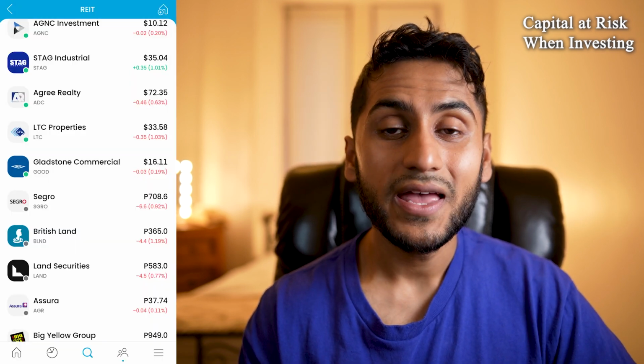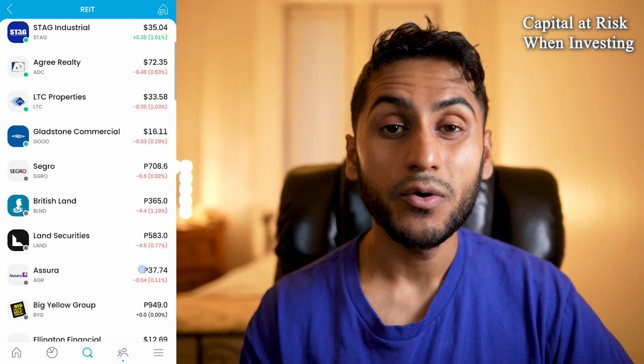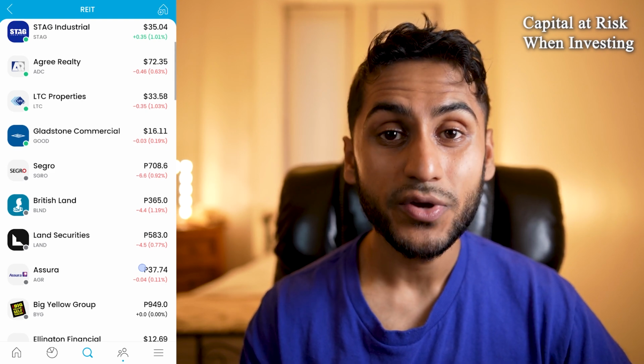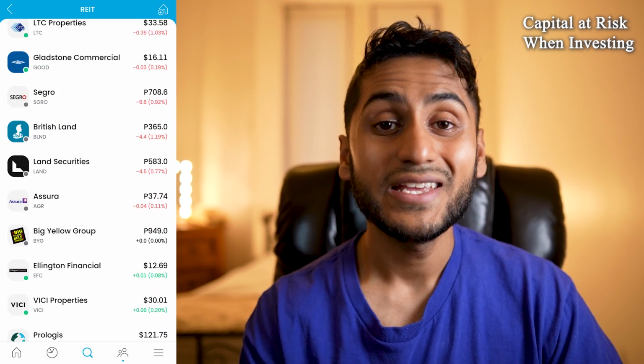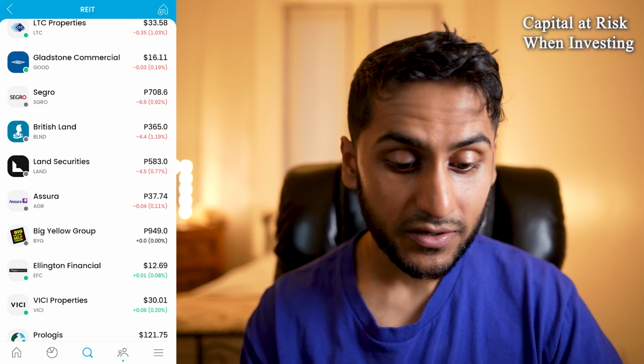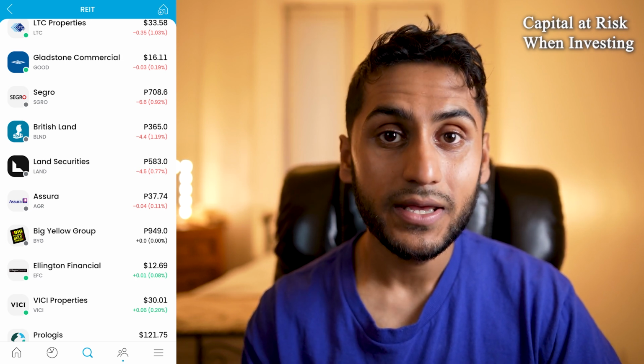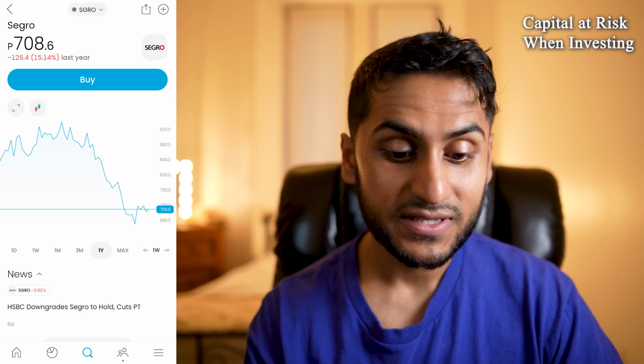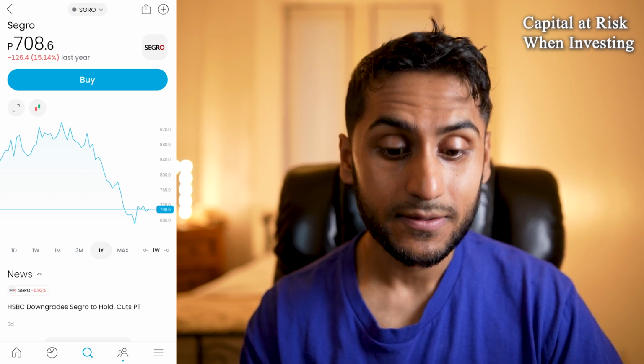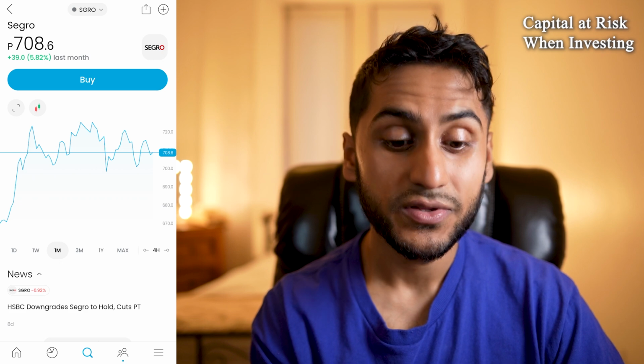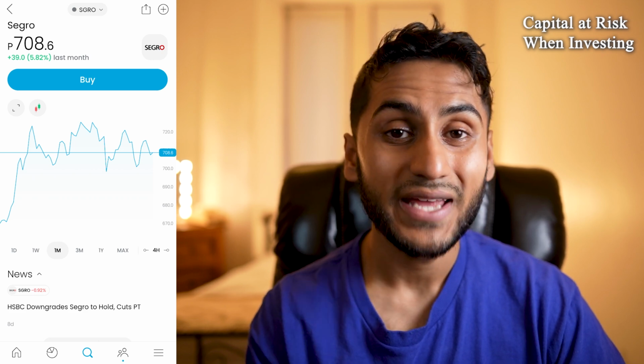Okay, now if you are a UK investor, you probably would not want to go too much into American REITs. So there are actually options for people based in the UK. For example, Segro is a massive company here. You can see over the past year, Segro is down by 15.14%. However, if we switch that over to the past month, we are up by 5.82% here.